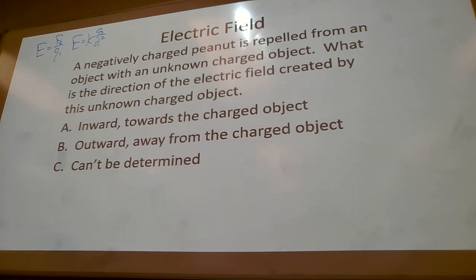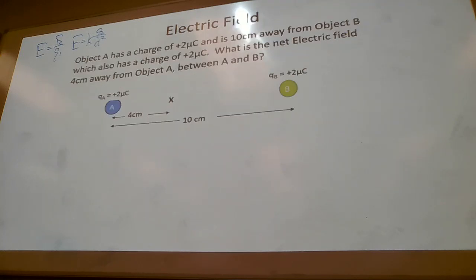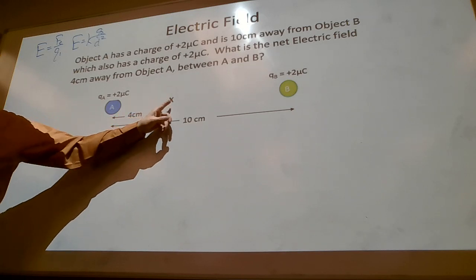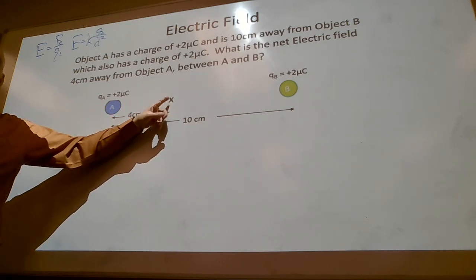You're going to have to use those detective reasoning skills on the worksheet tonight. You can figure out the math by plugging in the numbers, but to figure out the direction, you've got to find context clues. Okay, here's an example problem. Object A and object B are both charged. I want to know the net electric field at point X.